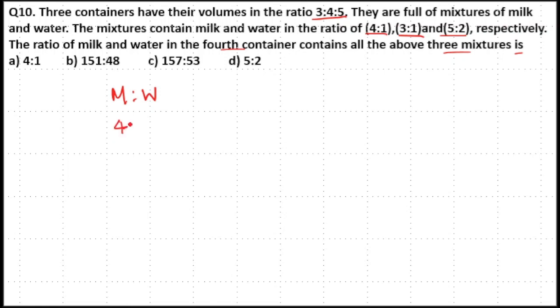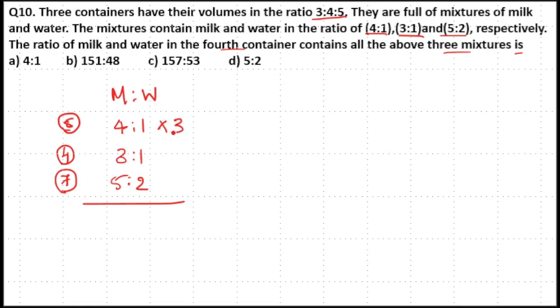In first vessel, it is in the ratio 4:1. Second vessel, it is in the ratio 3:1. Third vessel, it is in the ratio 5:2. So 4 plus 1 is equal to 5. 3 plus 1 is equal to 4. 5 plus 2 is equal to 7. Now, 3 containers have their volumes in the ratio 3:4:5. So, multiply first ratio with 3, second ratio with 4 and third ratio with 5. 3:4:5.